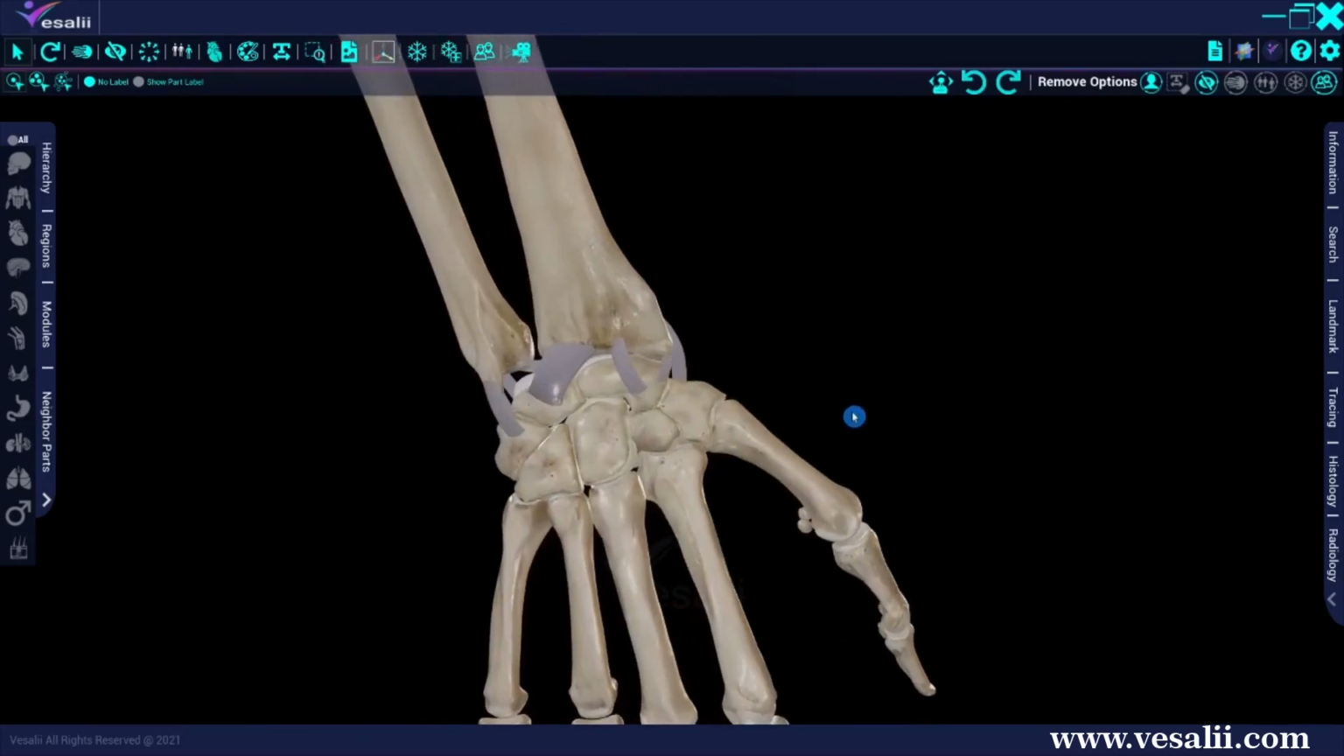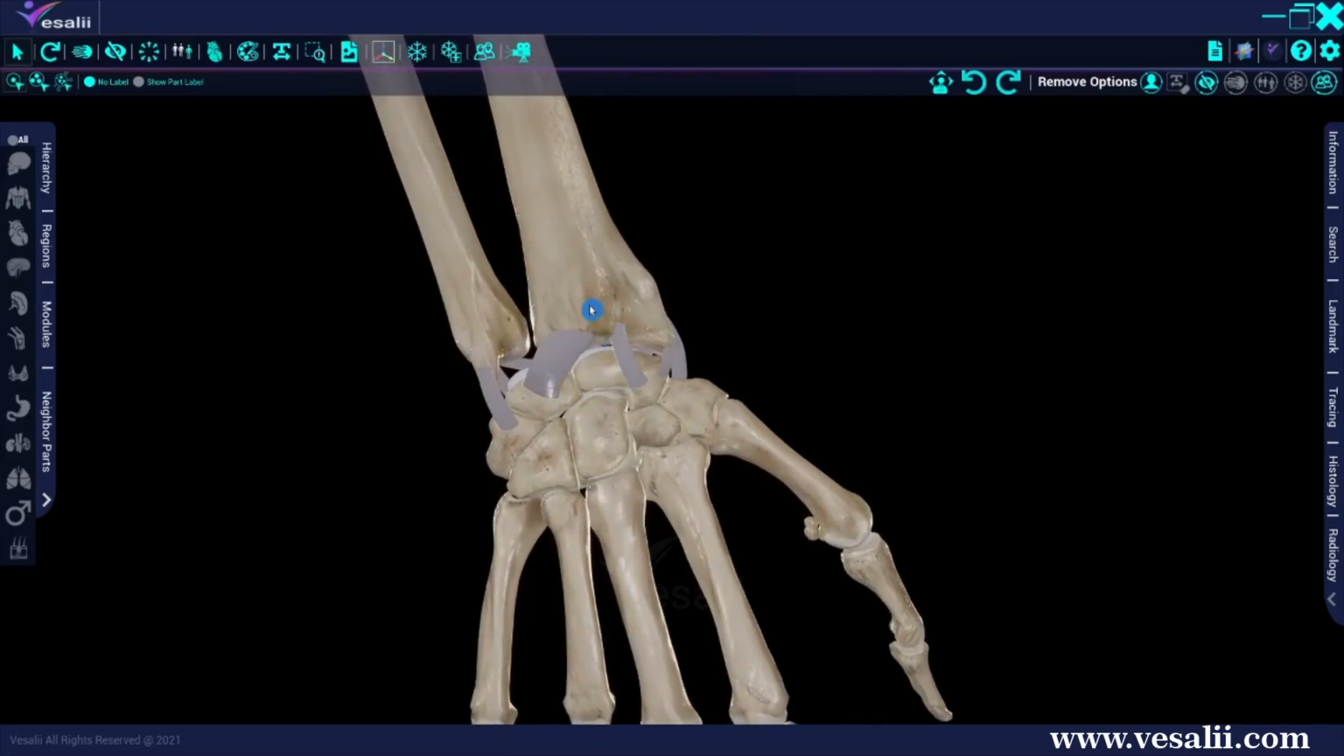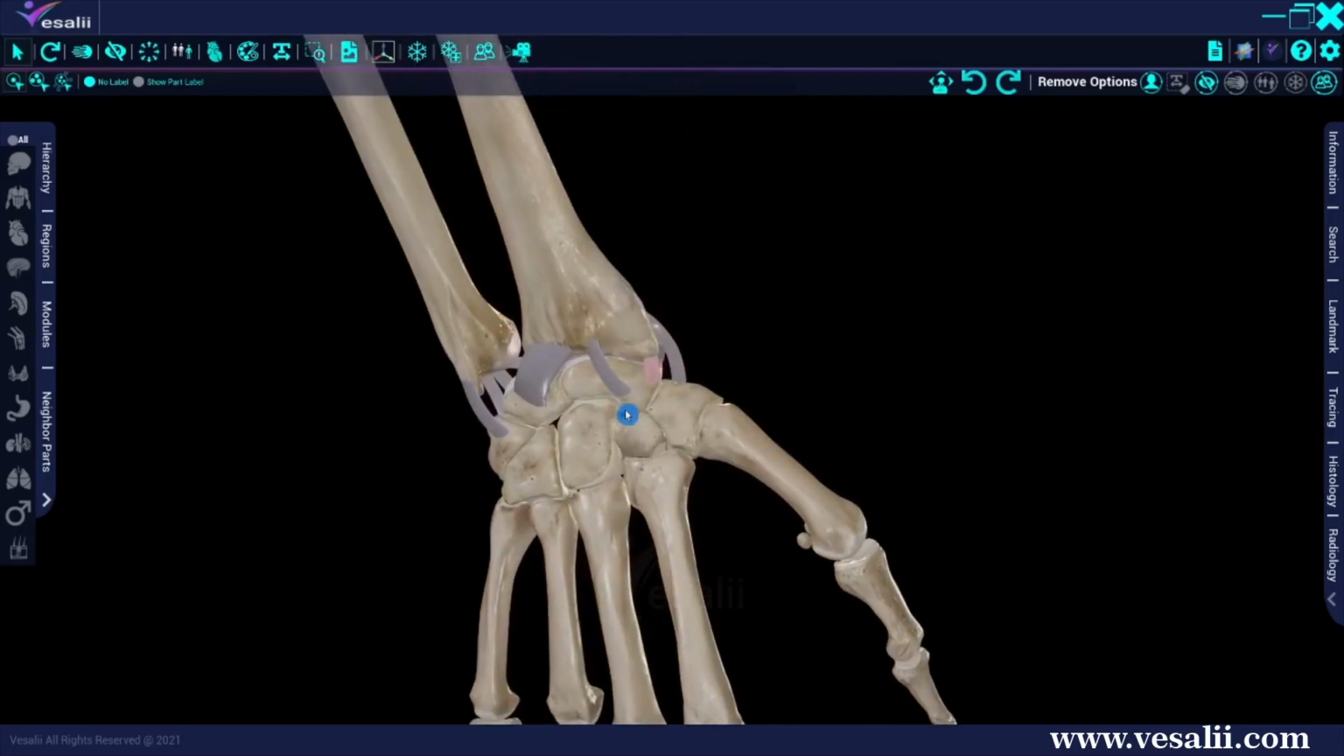The dorsal radiocarpal ligaments lie dorsally and extend from the dorsal tubercle of the radius to the carpal bones. Their main function is to limit the full flexion of the wrist. The ulnar and radial collateral ligaments extend from the styloid process of the radius and ulna to the adjacent carpal bones. They are responsible for stabilizing the medial and lateral aspects of the wrist joint.